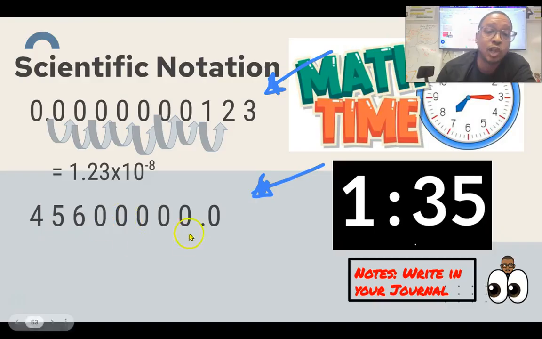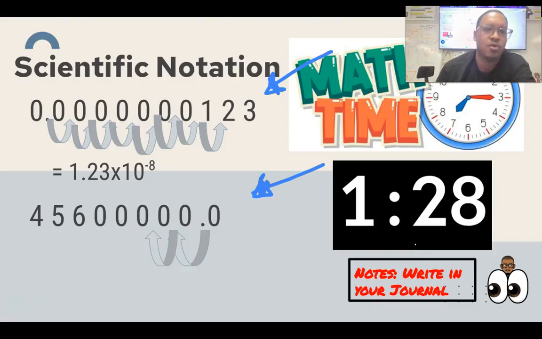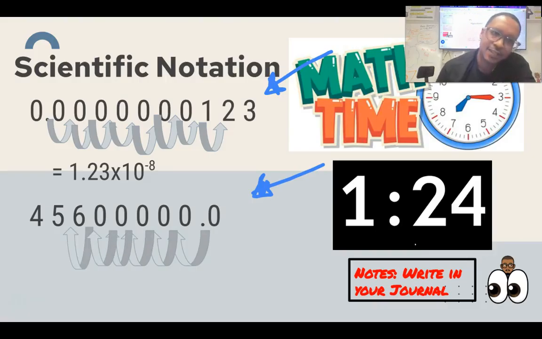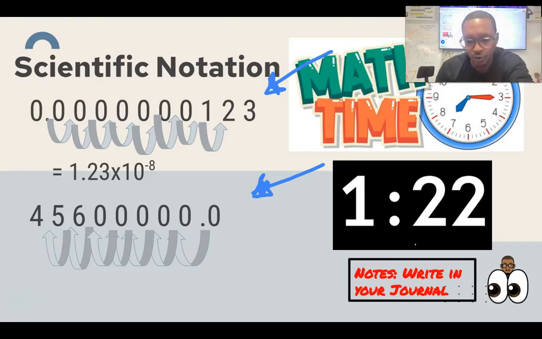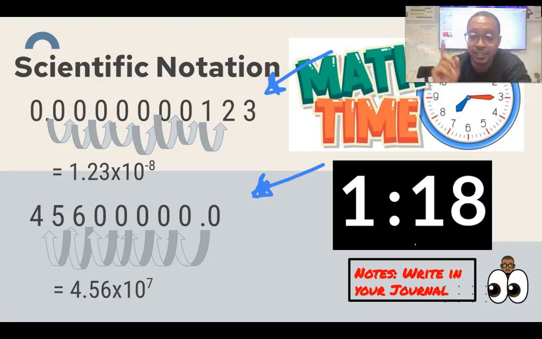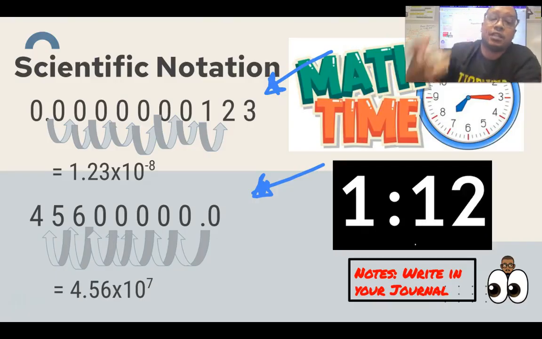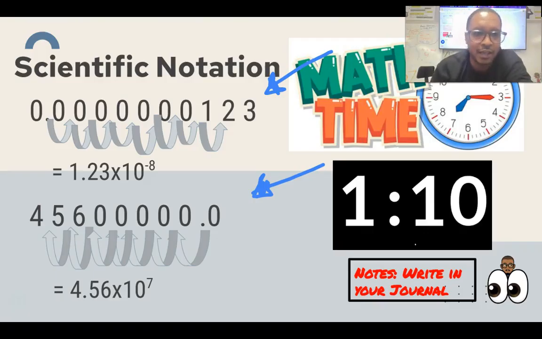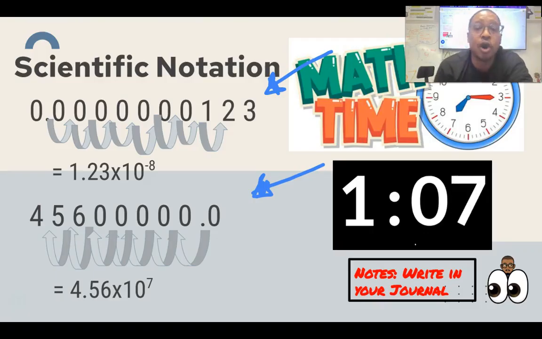Okay, this is a large number. So which way are we going to move the decimal? That is correct. To the left, so we're just going to go 1, 2, 3, 4, 5, 6, 7, right? Okay, cool. So then that would give us 4.56 times 10 to the what? To the 7th power. That is correct. So again, write these down. If you didn't get it right, hopefully this helps you with your understanding. We will practice more on Monday.